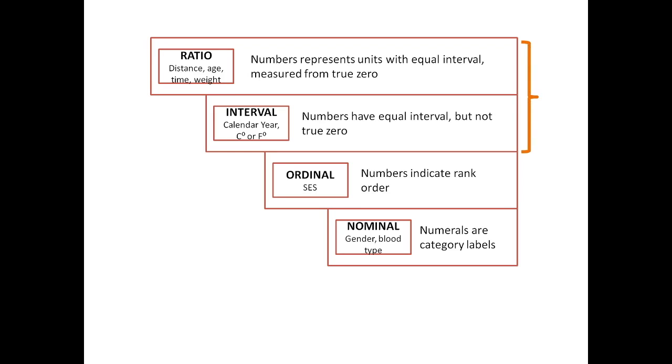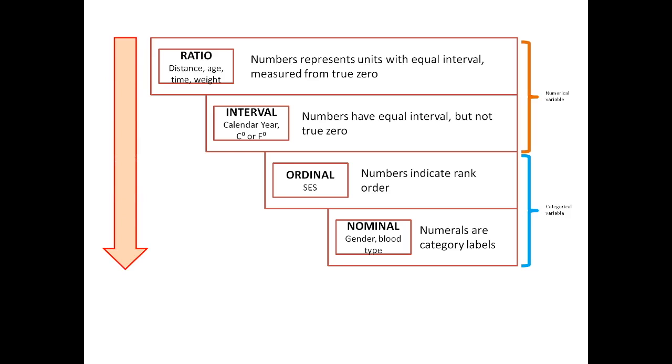The ratio and interval scales can also be categorized as numerical variables, whereas ordinal and nominal can be categorized into categorical variables. By moving from ratio to nominal, the information will be less. Therefore, in order to make sure our data is rich, we need to obtain the original values for our variable, for some variables.